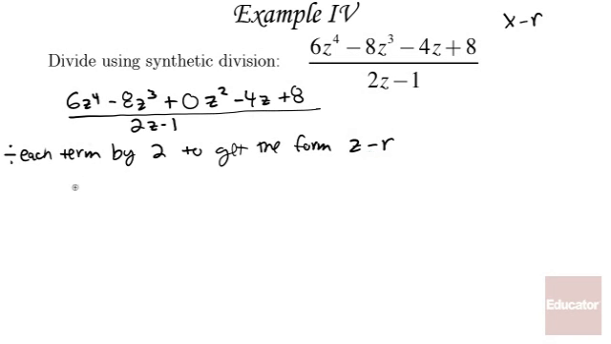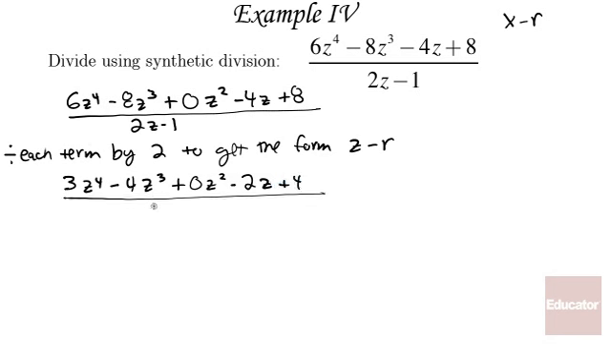Okay, so 6z to the 4th, dividing that by 2 is going to give me 3z to the 4th. Negative 8z cubed divided by 2 is negative 4z cubed. 0z squared divided by 2 is 0z squared. Negative 4z divided by 2 is negative 2z. 8 divided by 2 is 4. So far, pretty good. 2z divided by 2 gives me z, which is what I wanted. Now here, when I divide negative 1 by 2, I am going to get a fraction. And it makes it more difficult to work with, but you can still do the synthetic division.